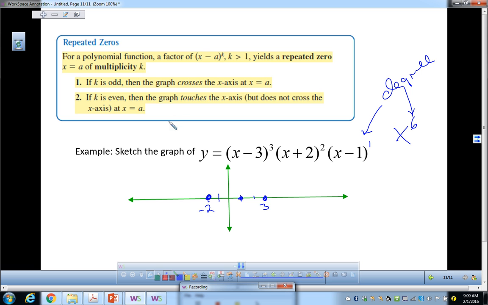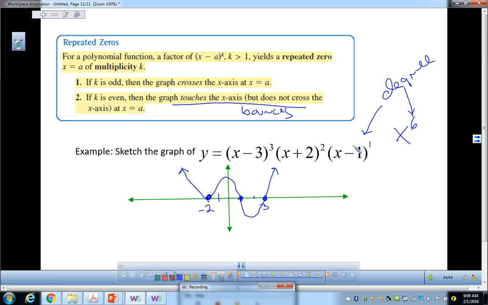Now, since I know that if it has an even multiplicity, it bounces, it bounces off here. And I know it starts up. So I know here it's going to bounce off the graph. Somewhere it's going to come down and go through here, because this is an odd multiplicity. And then somewhere here it's going to go through here, because that is also odd multiplicity. And it's going to start from the upside, and it's going to end from the upside.